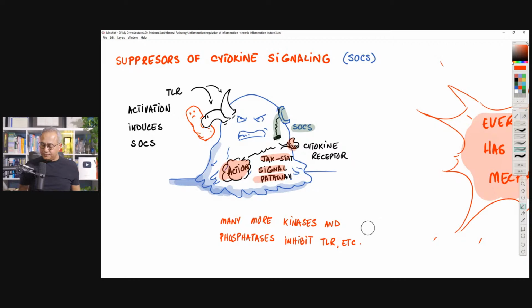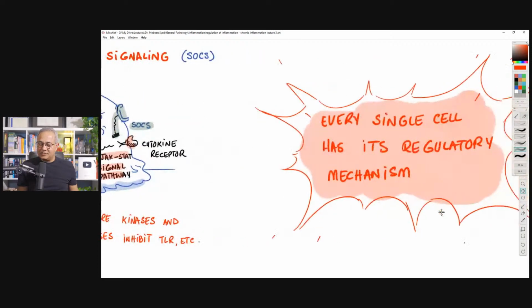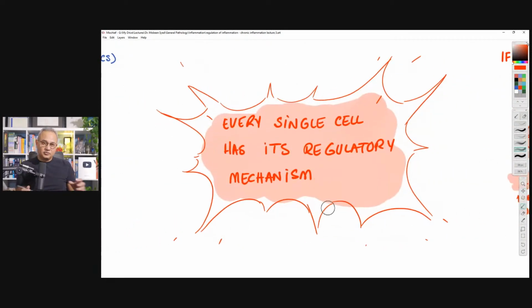Good. Now, this is just one example. There are hundreds and thousands of cytokines and kinases and phosphatases within the cell that help regulate its functions. So I'm just bringing us to the highlights of the immune regulation.